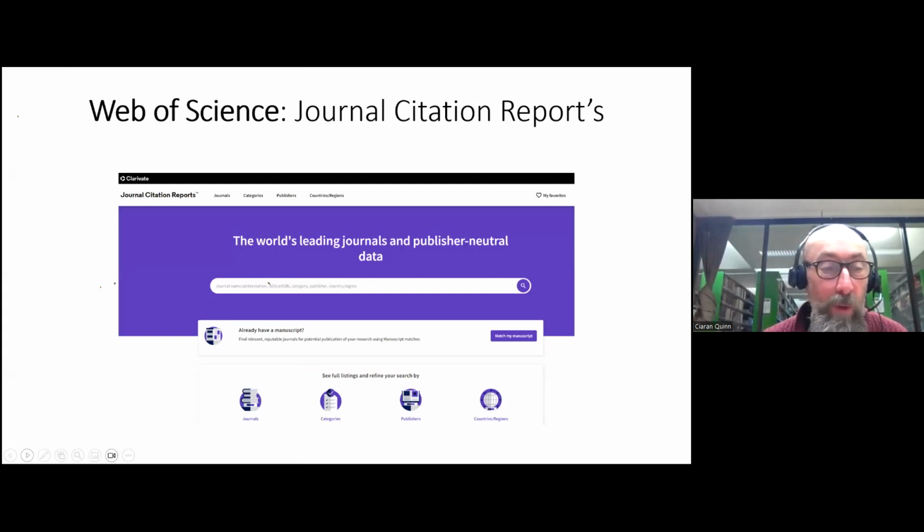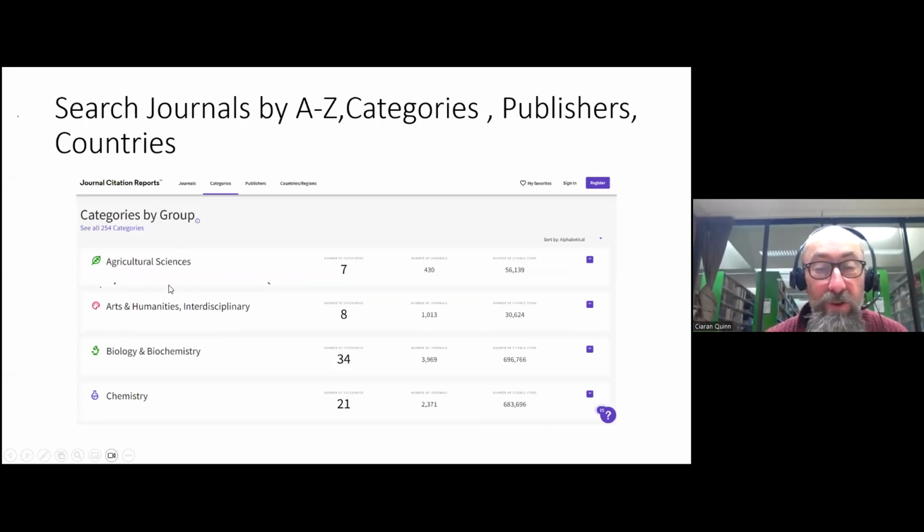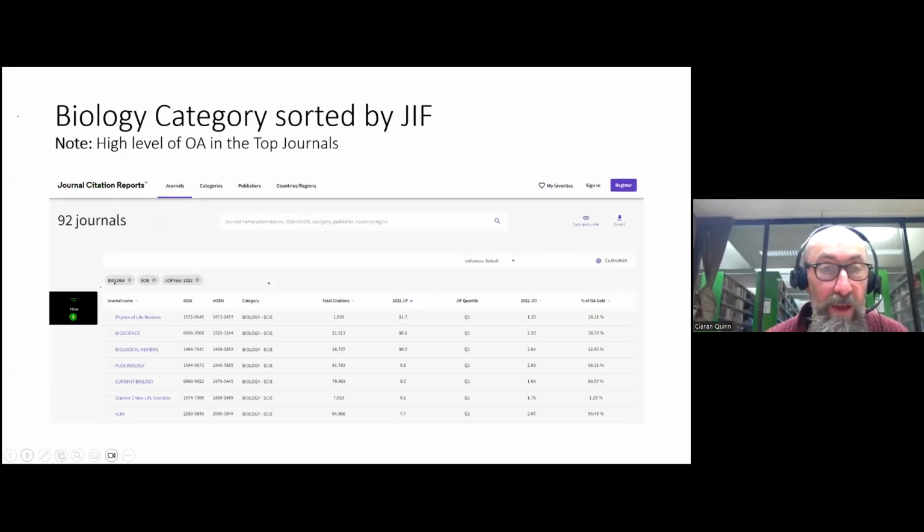Okay, so this is what Web of Science looks like, and in there you have lists. You can go journal listings, categories, publishers, countries, and regions, whichever suits you. And this is for their Journal Citation Reports. So there are categories by group, for example, under the different disciplines, and there are your journals within that and numbers of citable items. And this is just broken down now by biology, for example, sorted by journal impact factor.